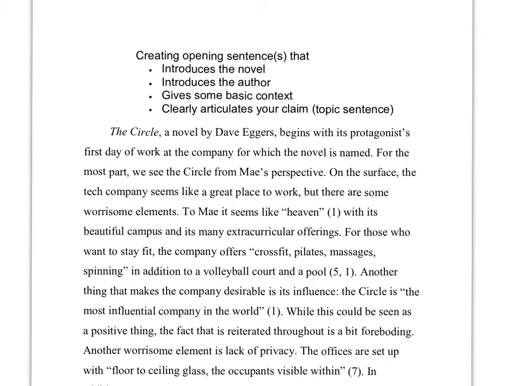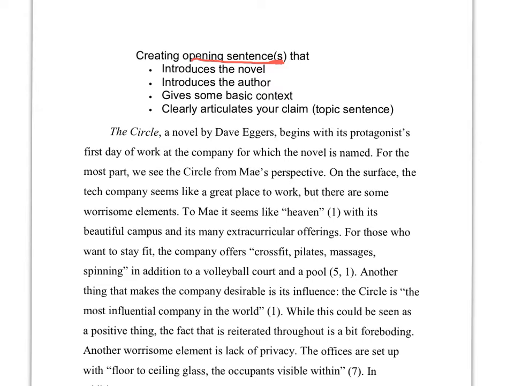In this video, I'm going to talk about creating the opening sentences of your paragraph, and then part 2 will be about integrating quotes, which will be on the next page. So creating your opening sentences, and it could be more than one. In most cases it will be more than one sentence. There's really 4 different things that you should do in your openings for any paragraph about the novel.